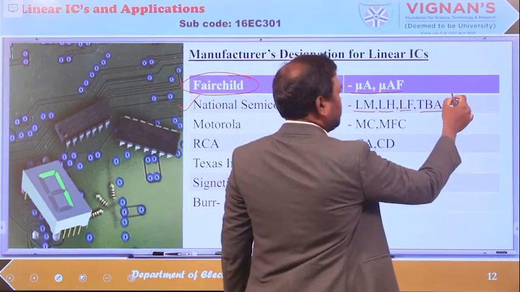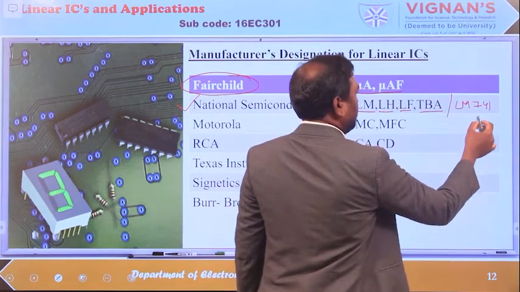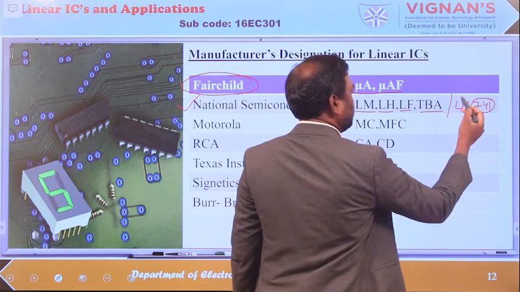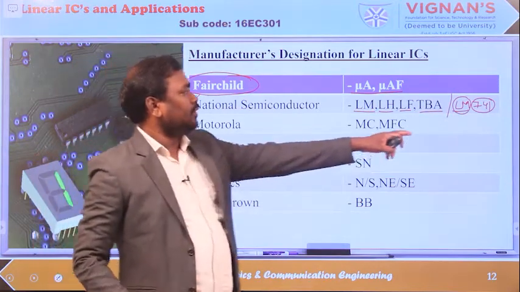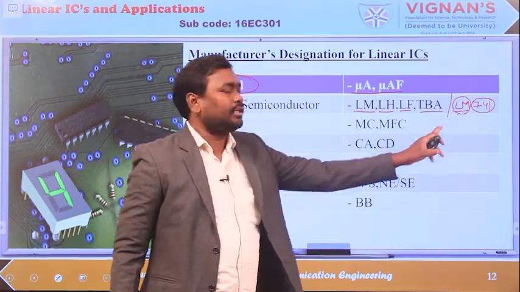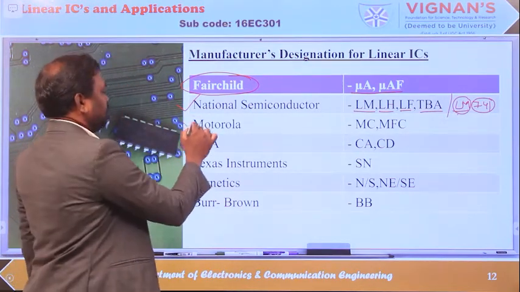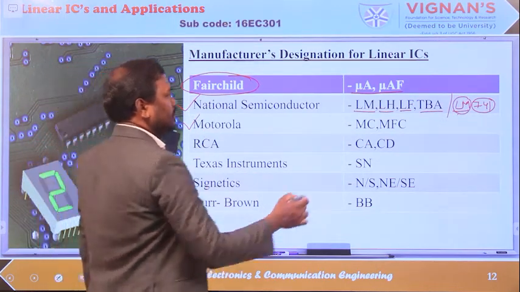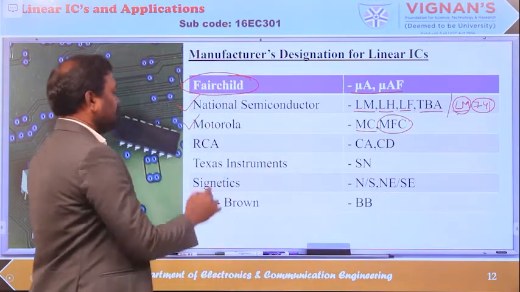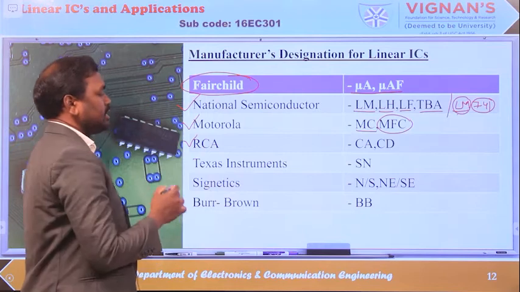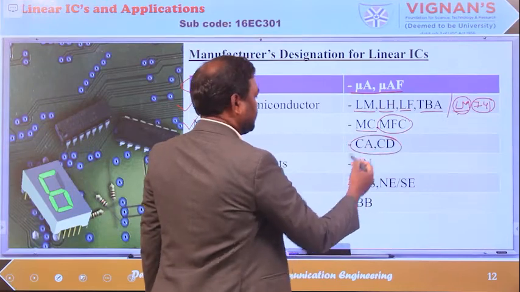In the previous slides, we have seen this number LM741. Here 741 is the IC number and LM means the manufacturer. So if an IC starts with LM, that means it is made by National Semiconductors. If it is made by Motorola, the letters are MC or MFC. If the company is RCA, then the letters are CA or CD.